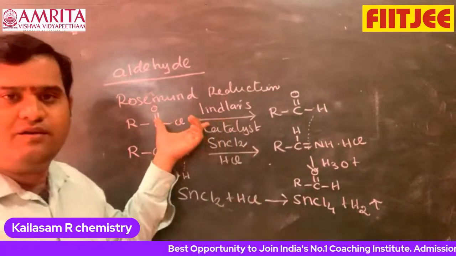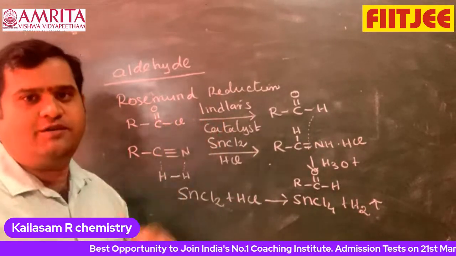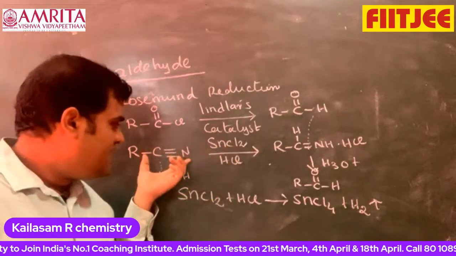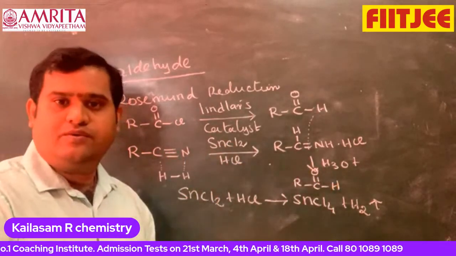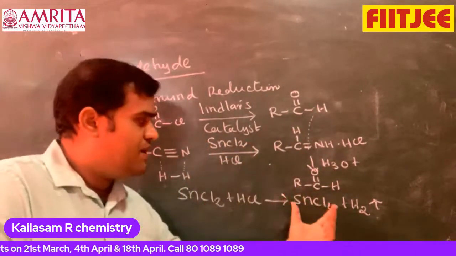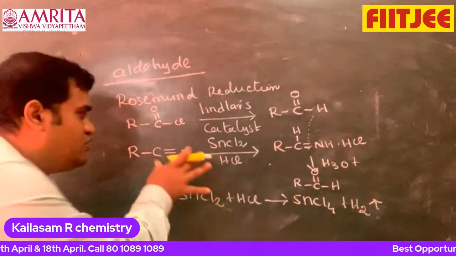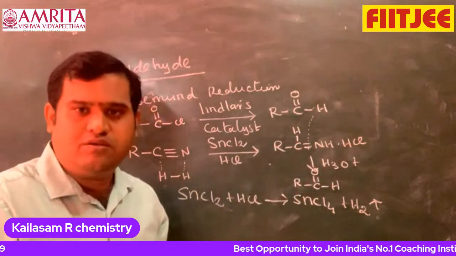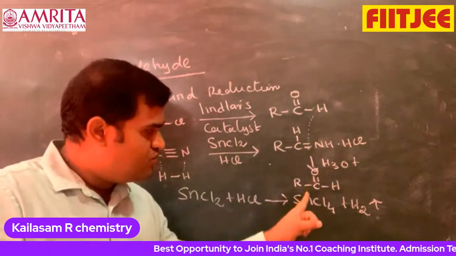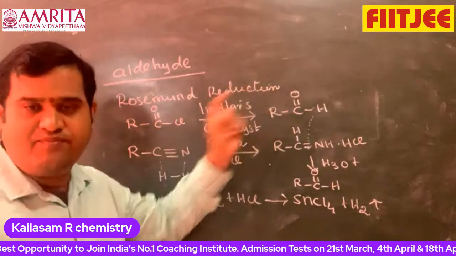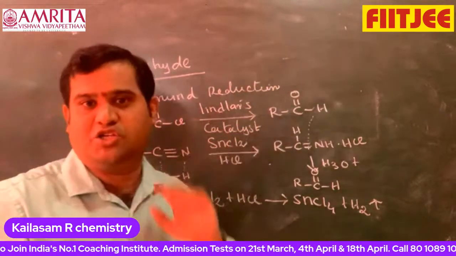Now, the first reaction is called Rosenmund reduction. The second reaction is Stephen's reaction. It's a reduction of CN to CHO. How? SnCl2 and HCl produce H2 gas. That H2 gas reduces C triple bond N to CH double bond NH. Then hydrolysis of the imine produces RCHO, and with Lindlar's catalyst, acid chloride becomes aldehyde. That reaction is called Rosenmund reduction.